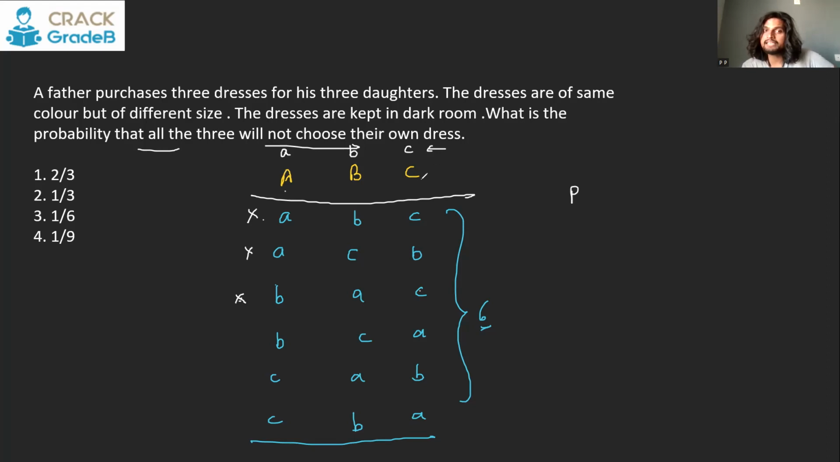A selecting B, B selecting C, and C selecting A. So no girl is selecting her own dress. That is a favorable case. Is the fifth favorable? Yes, again.